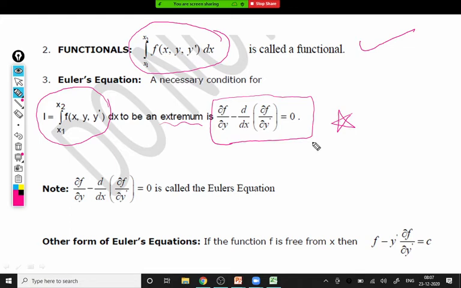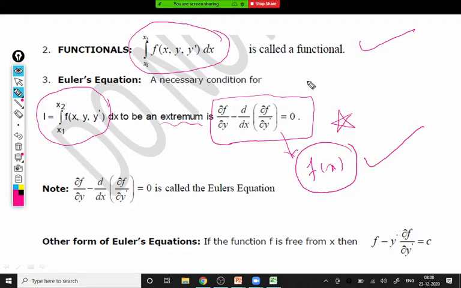Just remember that the integrand f should satisfy the Euler equation, and our aim is to find out fx by solving this equation. If we solve this Euler's equation, which is the partial derivative ∂f/∂y minus d/dx of ∂f/∂y' equal to 0, and we obtain that fx, that becomes our answer. For that fx, the integral is definitely a minimum or maximum. That is an extremum we are saying.